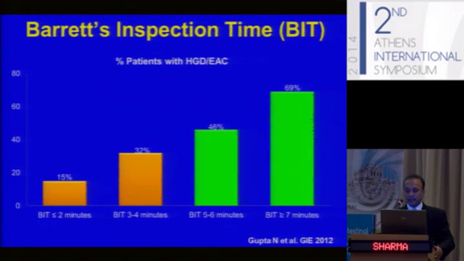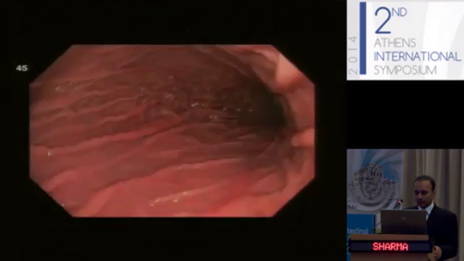We've published some results. This is Neil's study in GIE a few years ago, which shows that the more time you spend in the esophagus, very similar to the colonic withdrawal time, as Jerry's shown very nicely in his studies, the more likely you are to find more areas. And you can see that as the BIT, or the Barrett's inspection time, increases from the left to the right, the more likely you are to find areas of high-grade dysplasia and adenocarcinoma.